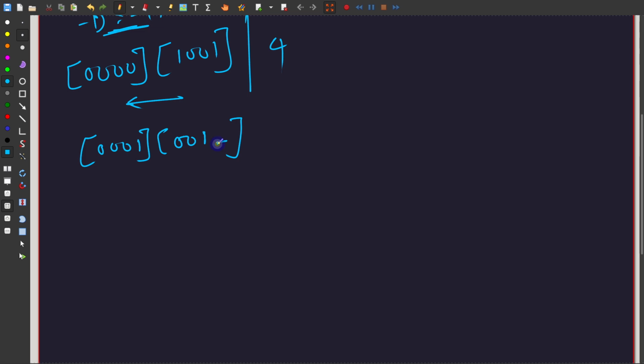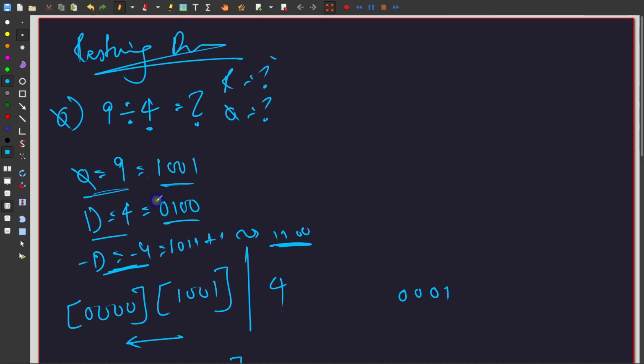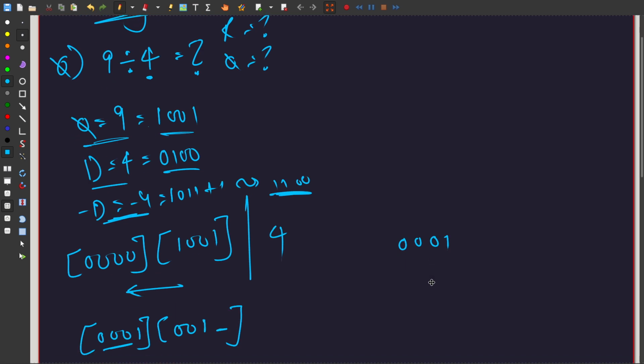Now you might ask why. The reason is we don't know what actually goes in here. Now you might also ask, what do you actually do here? So you look at the accumulator. The accumulator right now is 0001. Now what you try to do is subtract D from the accumulator, and you try to get a 0.